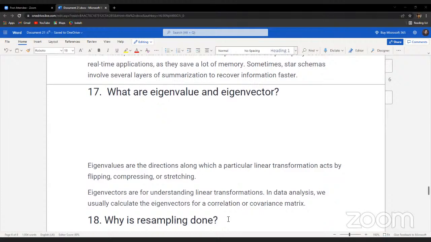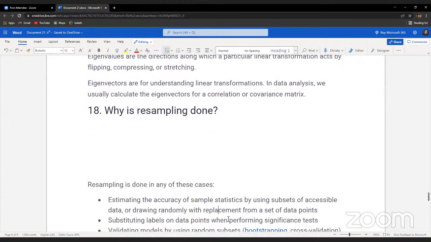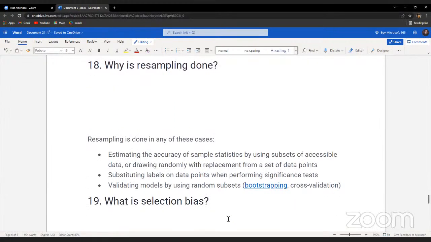As we look into how resampling is done, it is used in the following cases: estimating the accuracy of sample statistics by using subsets of accessible data, or drawing randomly with replacement from a set of data points. We can also substitute labels on data points when performing significance tests, and validate models using random subsets like bootstrapping and cross validation.